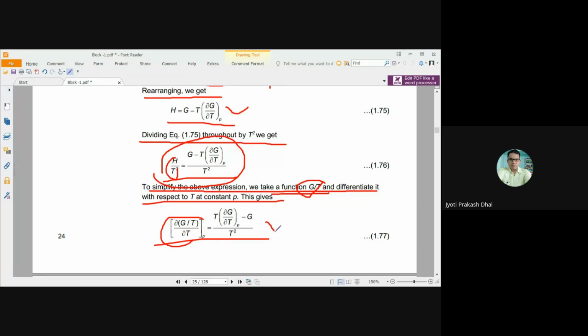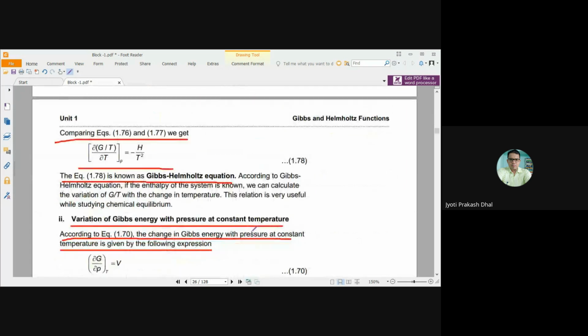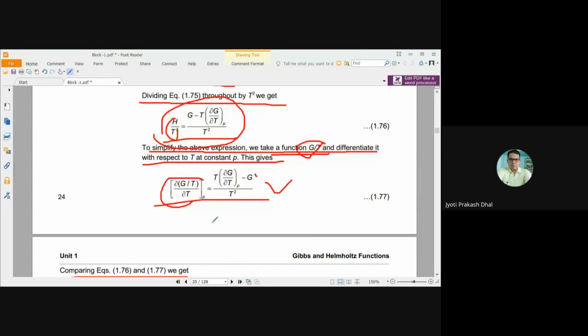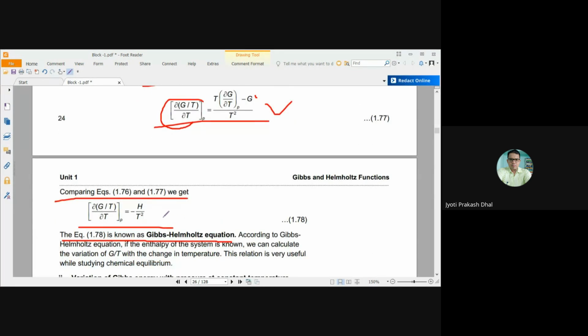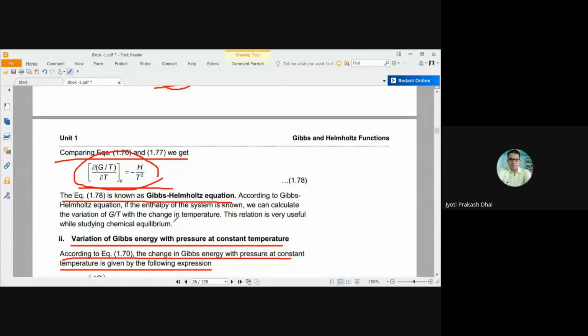the right hand side. In the right hand side, we can write T times (del G by del T) at constant pressure equals minus G by T squared. Now combining both these equations, we can write d(G by T) by dT at constant pressure equals minus H by T squared. This equation is called the Gibbs-Helmholtz equation. This is a very important one. Derivation of the Gibbs-Helmholtz equation is the most probable question for the semester examination.